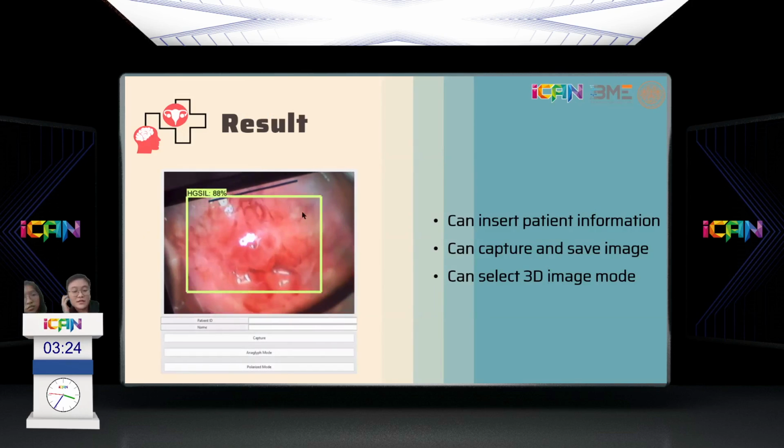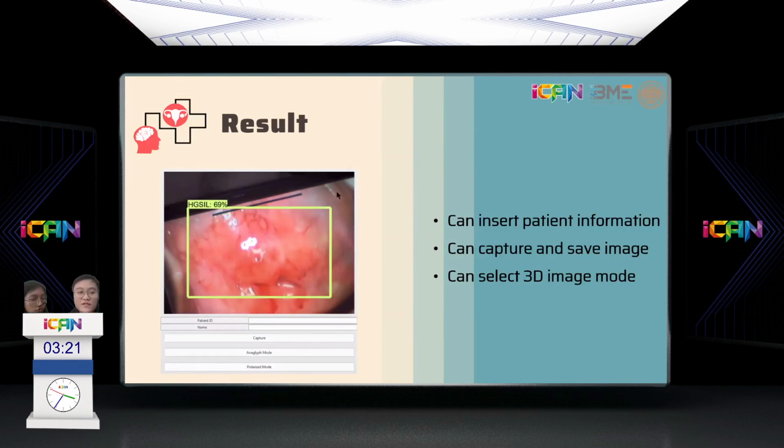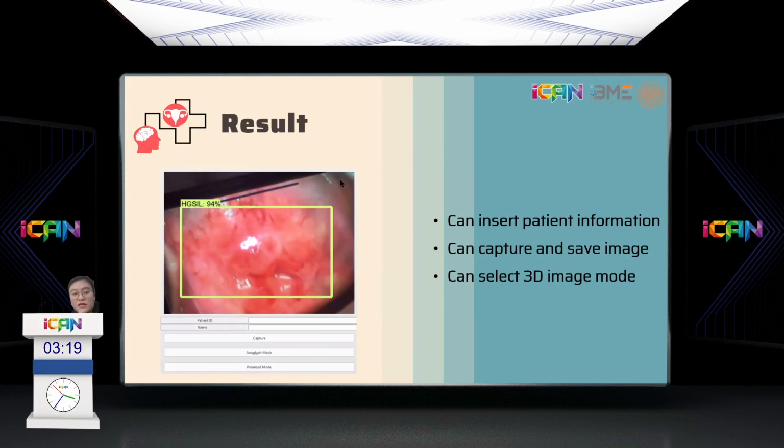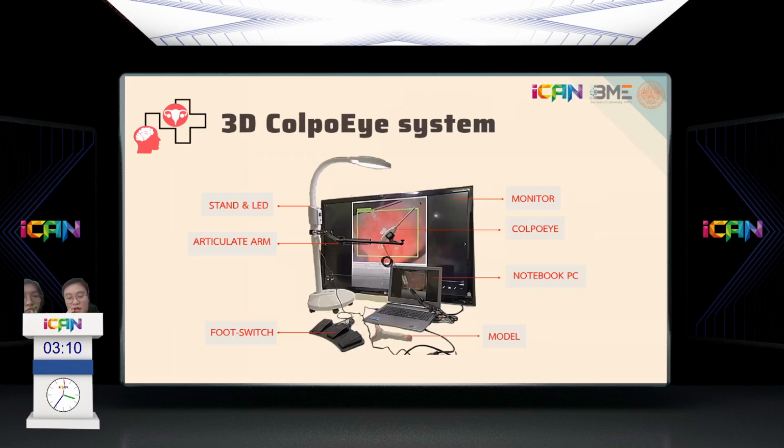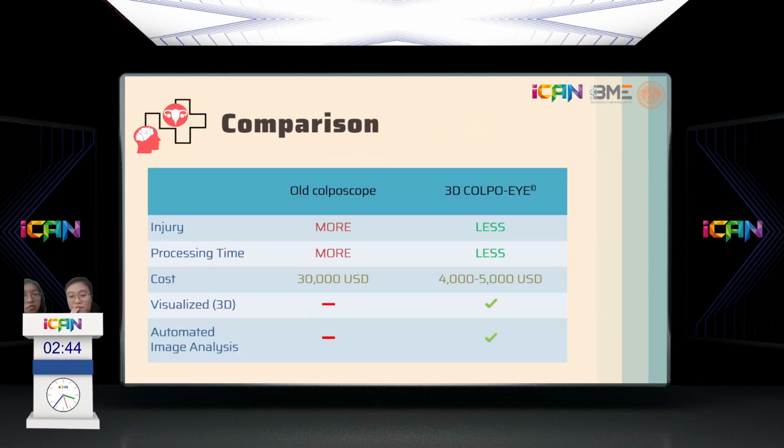Okay, and next is the result. This is the graphic user interface that shows the image from our 3D ColpoEye and the result from the artificial intelligence. And this is the overall view of our 3D ColpoEye system. The main part is the ColpoEye, which is the part for observing inside the cervix. We also have the notebook PC and monitor to show the result, and we have the foot switch to capture and save the image.